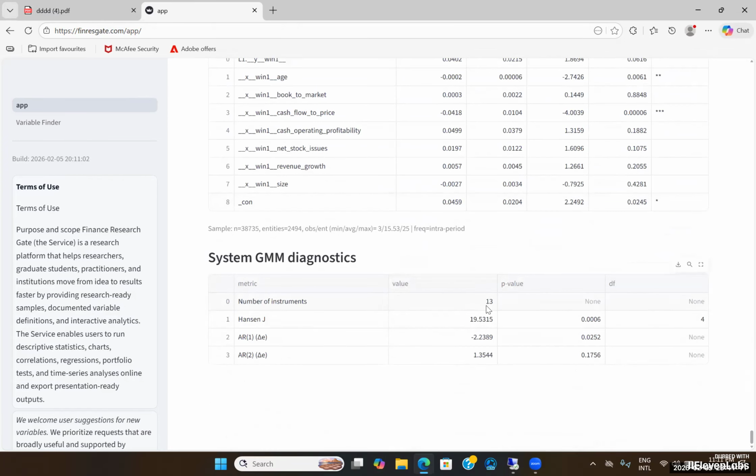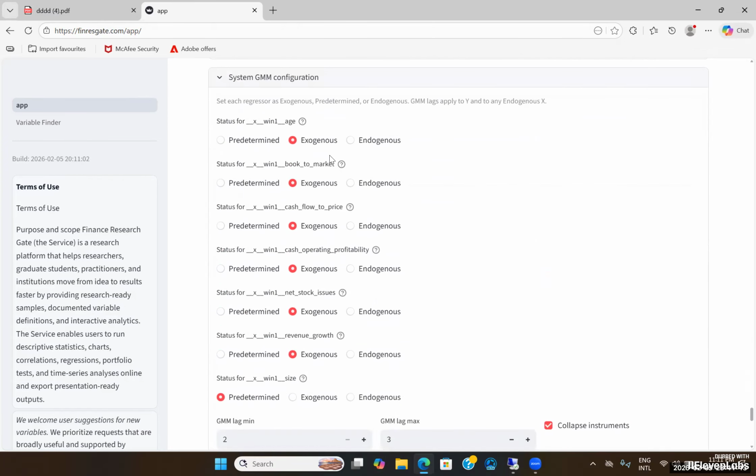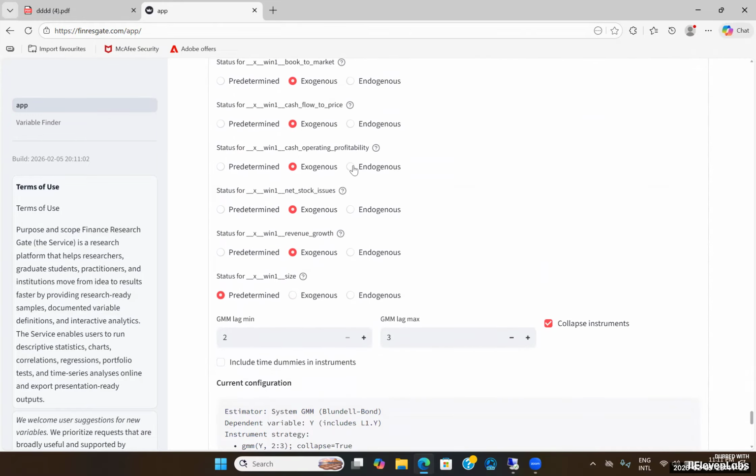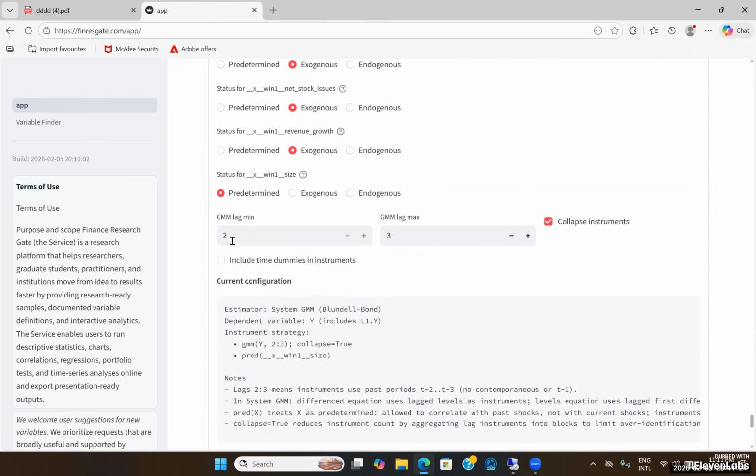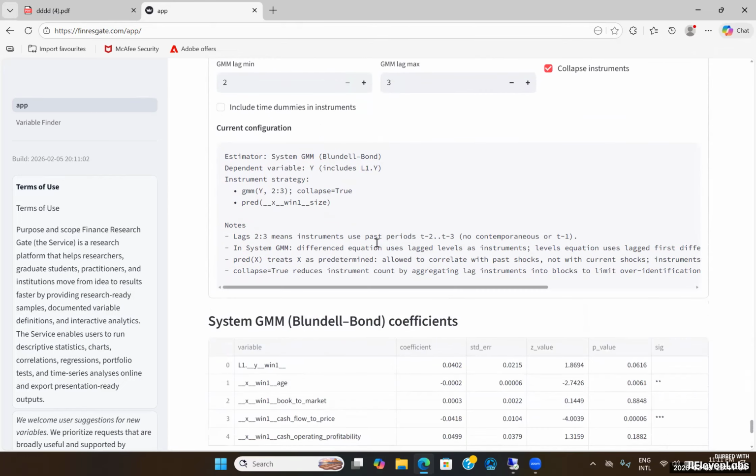Previously, we used 25. But now that number has dropped to just 13. This is because we no longer need to create instruments for variables that are considered purely exogenous. Instead, we only apply instrumentation when a variable is either endogenous or predetermined, which depends entirely on its specific characteristics. Furthermore, you have the ability to determine the specific time lag for research and development in this particular scenario. For instance, we typically select a value somewhere between 2 and 3 years. However, you are certainly free to increase that figure if you find it to be necessary for your model.